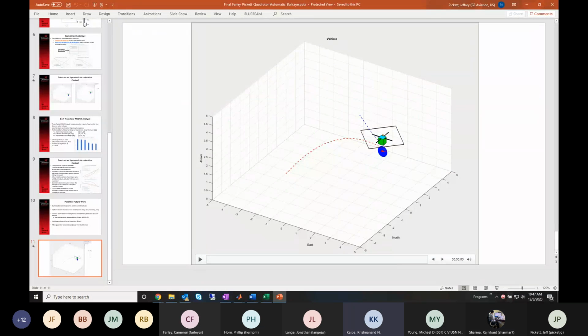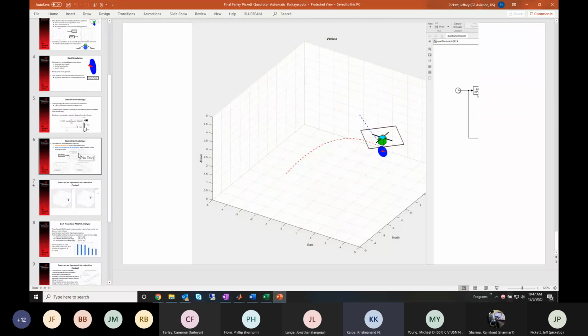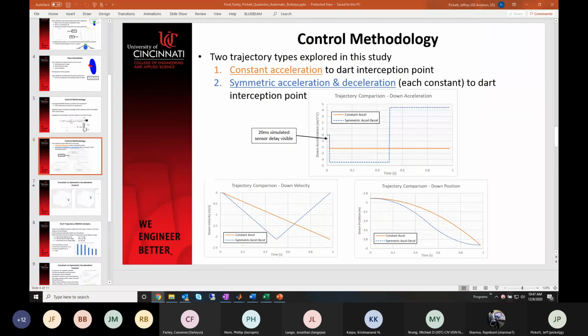Can you explain what the symmetric acceleration consists of, and how is it different from constant acceleration?